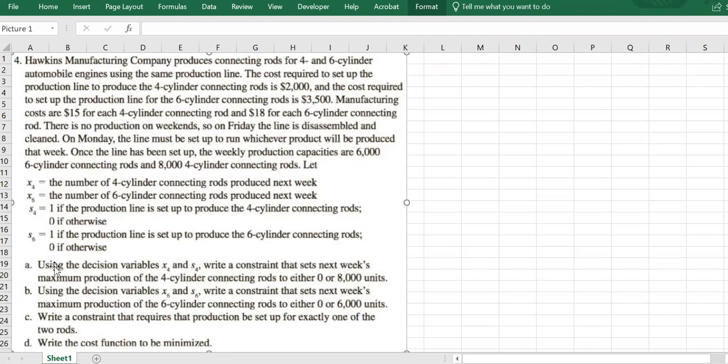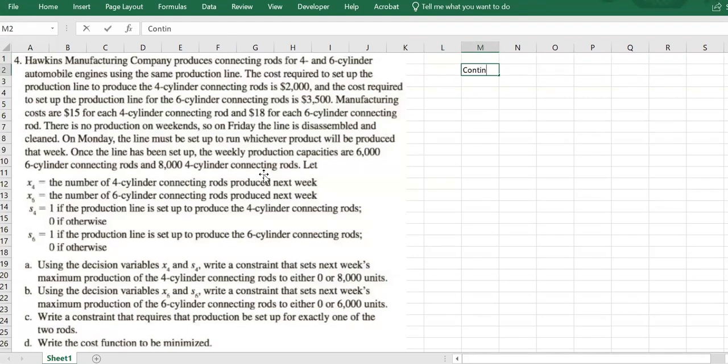So we have the definition of the decision variables, and then the question asks us to write down the constraints and the objective function. For part A, using the decision variables X4 and S4, write a constraint that sets next week's maximum production of the 4-cylinder connecting rods to be either 0 or 8,000. This is a connecting type of constraint where we connect the continuous variable with the binary variable.